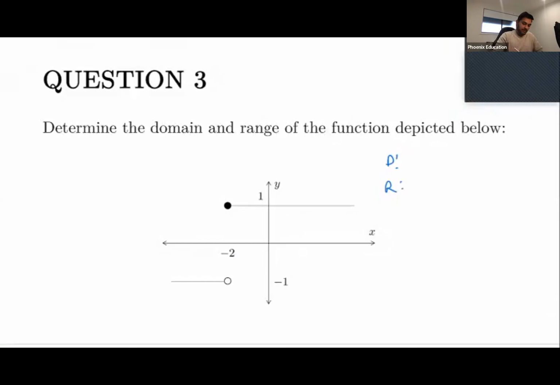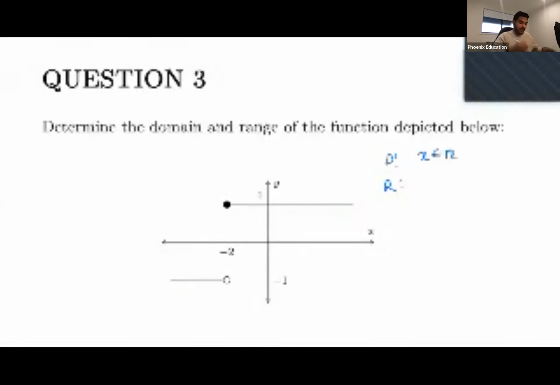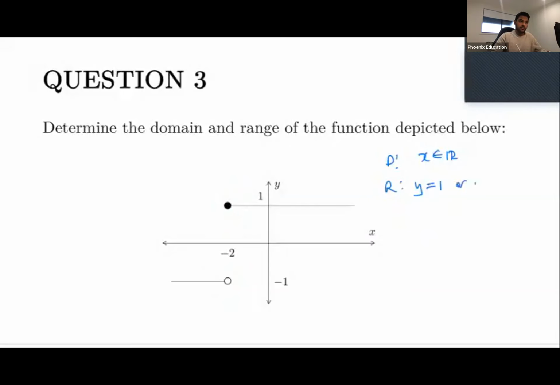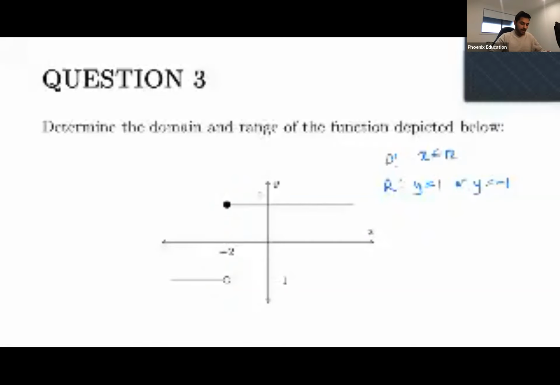Okay, so for this, the domain will actually be all real values. Even though this graph doesn't have arrows on it, you can assume that it extends forever left and right, and at this discontinuity, it's still including the point x is equal to -2 on the top branch. For the range, the graph only exists at y is equal to 1 or y is equal to -1. So it exists only in 2 places.